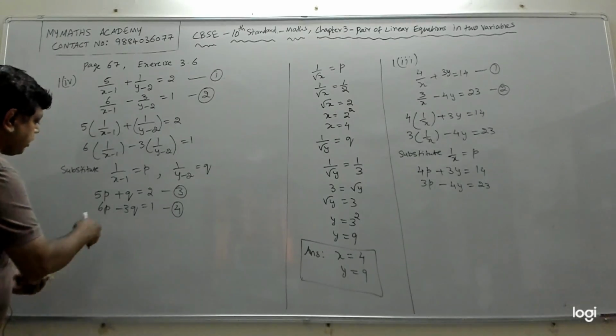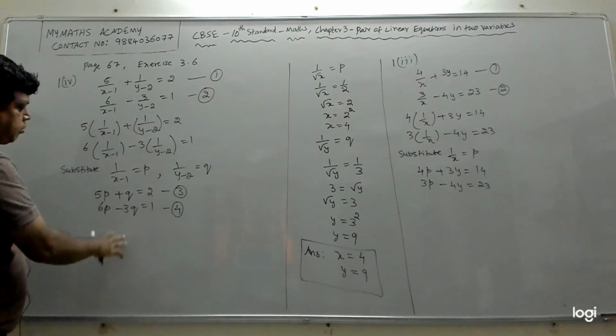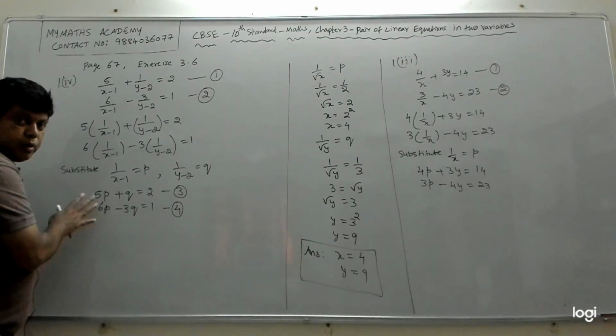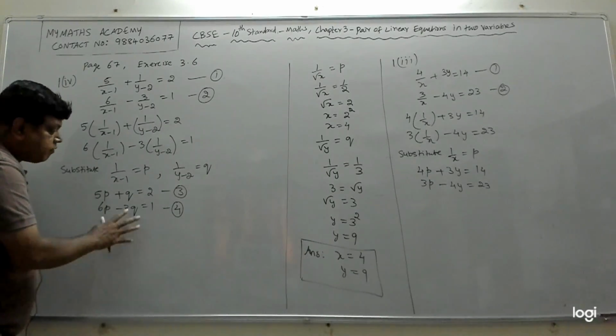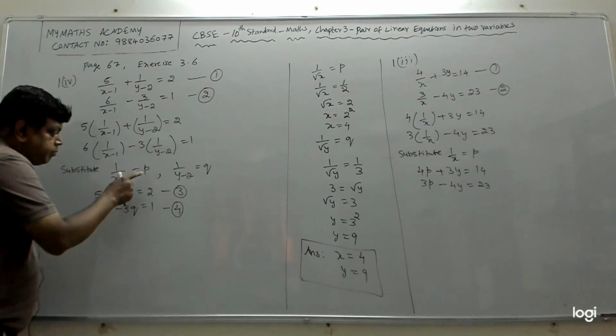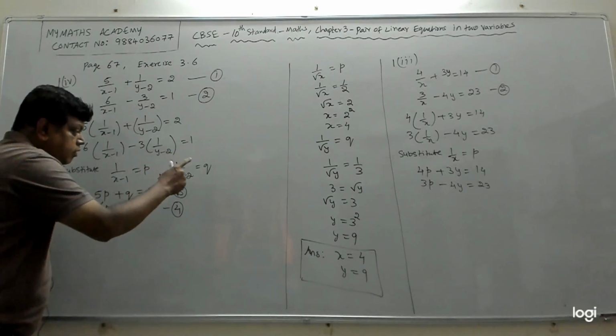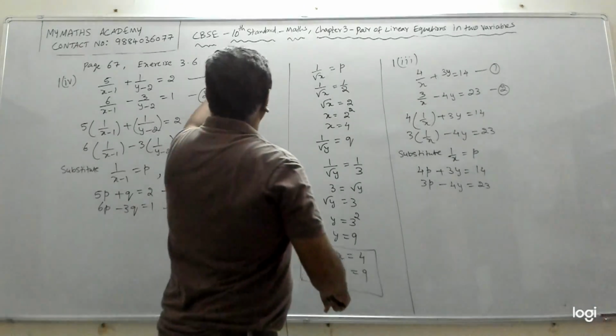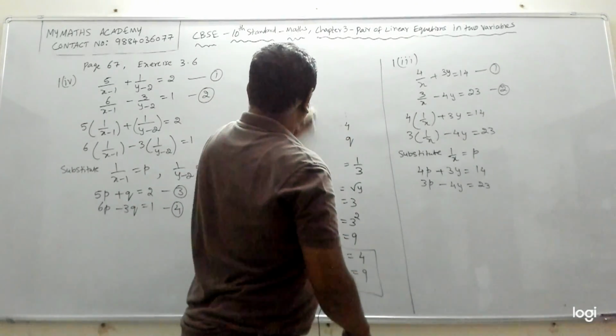Clear? So this you can continue like how we did the previous problem. Same way you can continue and find the value of p and q using the elimination method. Solve and find p and q. After finding p and q, substitute the value of p here and get x. Substitute the value of q here and get the value of y. Clear? So we will go to the next problem.